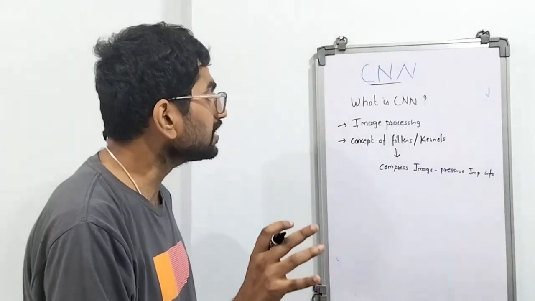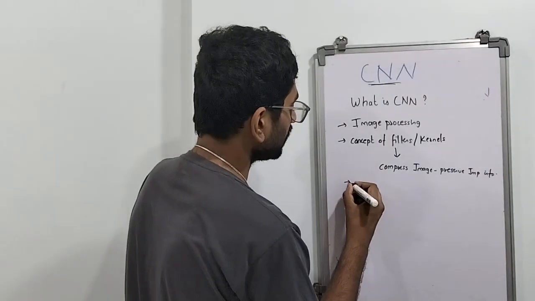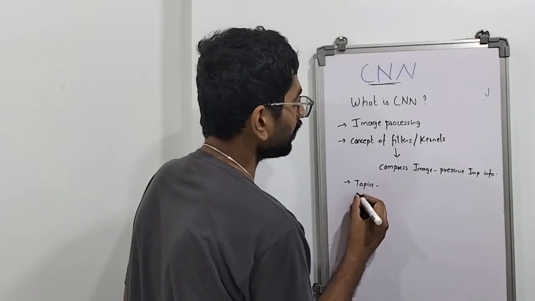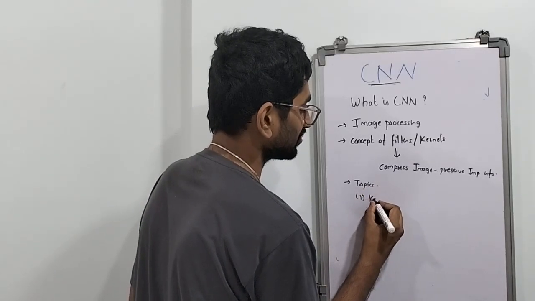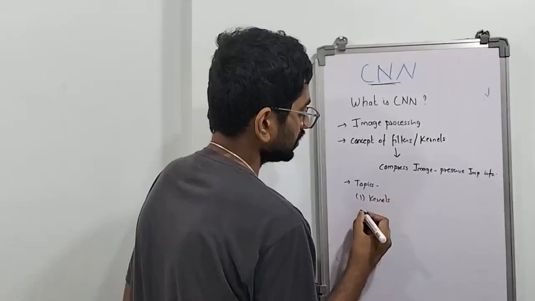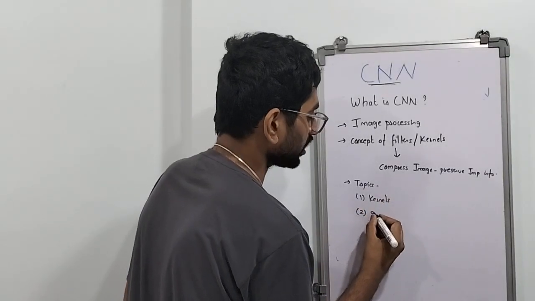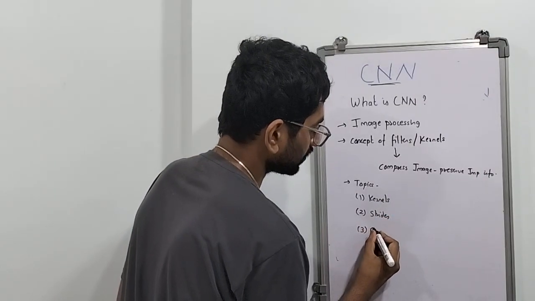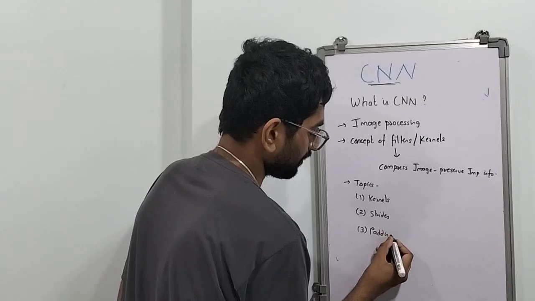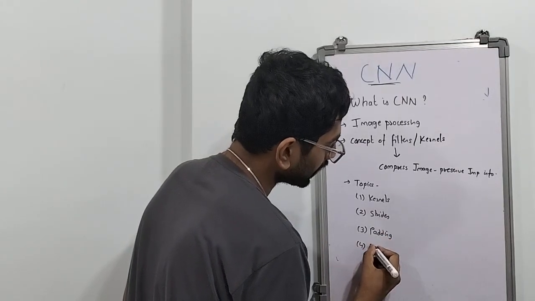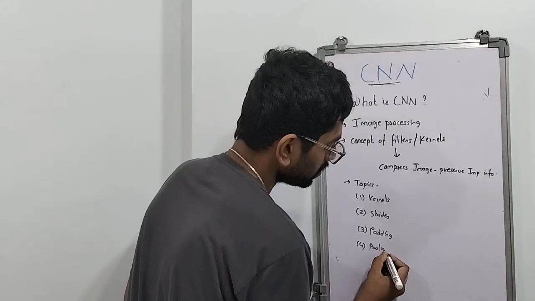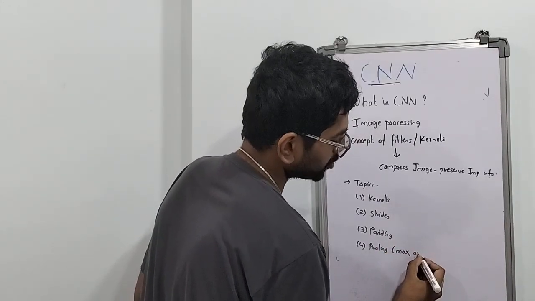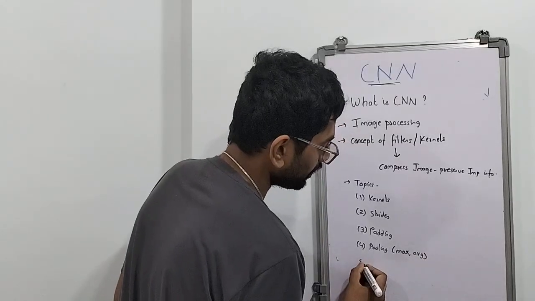So now the topics that we are going to study here: first, we have to study about the kernels. Second, we have to study about the strides. Then we will deal with the padding. Then we will deal with the pooling. Here we will deal with max pooling and average pooling. Then we will do flattening.